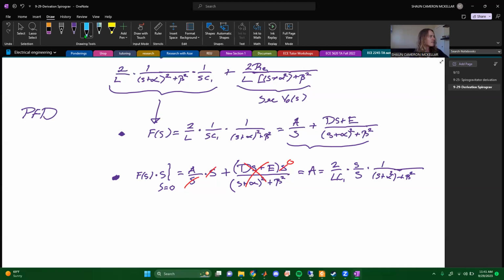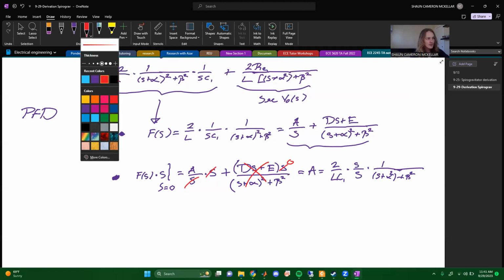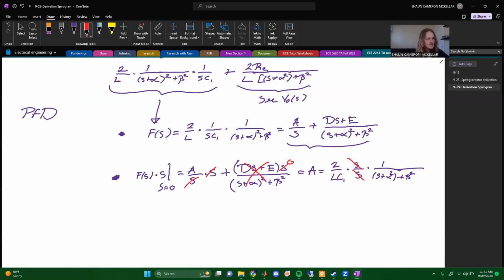Okay. One sec. Let's pull out the red marker. These cancel, and S goes to 0. So what I'm left with here is A equals 2 over LC1 times 1 over alpha squared plus beta squared, which is equal to, that's 1 over omega squared, and omega was 1 over LC. So what I have is 2 over LC1 times LC.